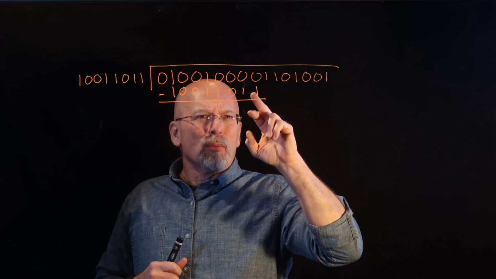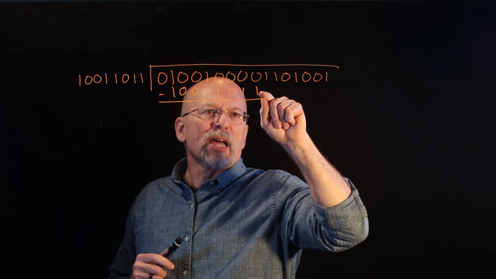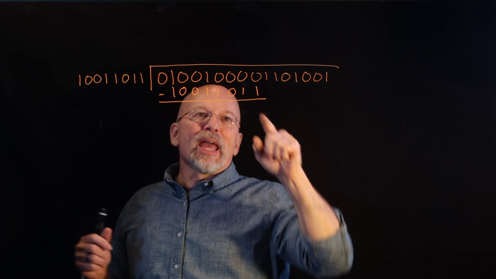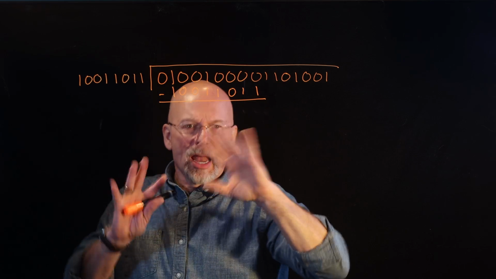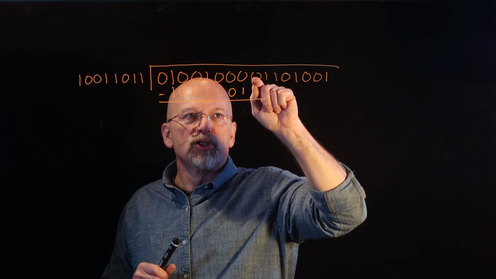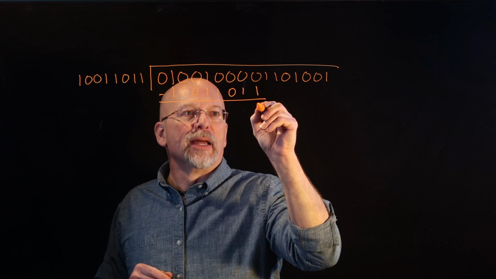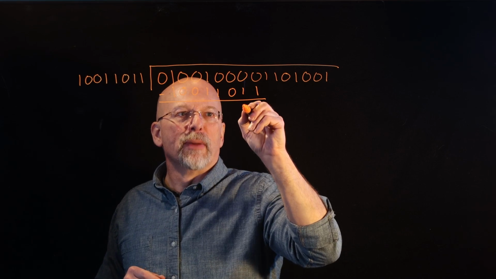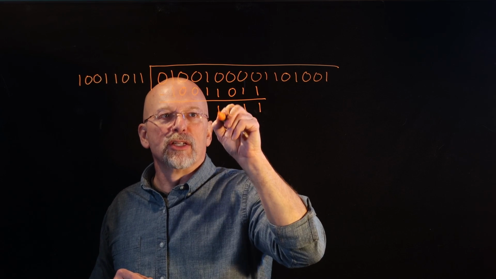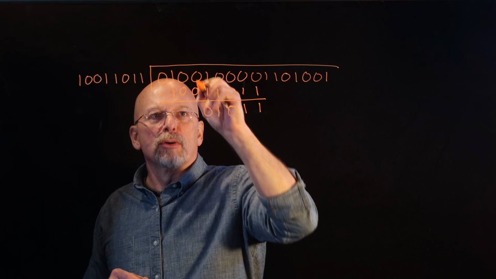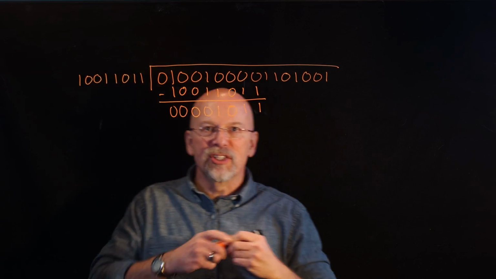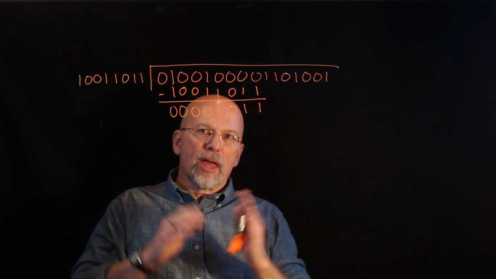But notice that without borrows, I can pull a 1 out of a 0, assume that we have a borrow from the previous column. We're not going to perform the borrow. But if I did have a borrow from the previous column, I'd have a 10 minus 1. 2 minus 1 is 1. 2 minus 1 is 1. 0 minus 0 is 0. 2 minus 1 is 1. 1 minus 1 is 0, 0 minus 0 is 0, 0 minus 0 is 0, 1 minus 1 is 0. And what I've done is performed a subtract without borrows.